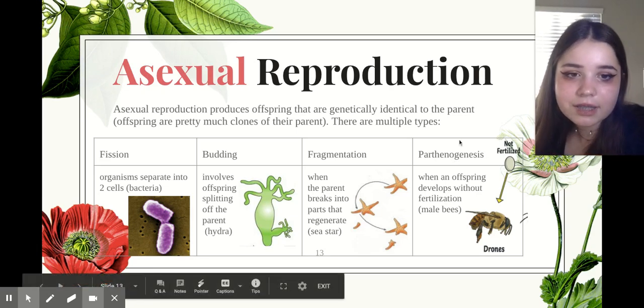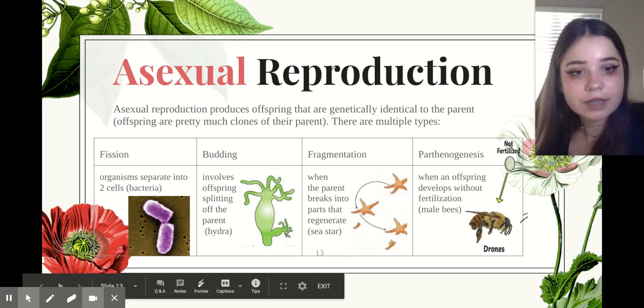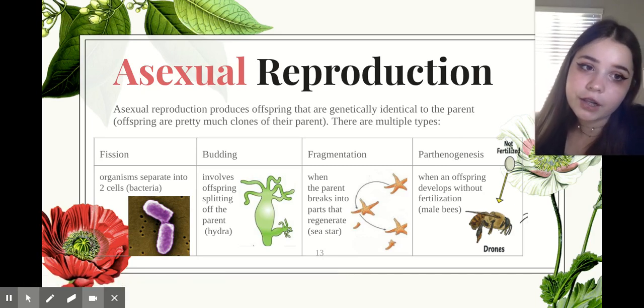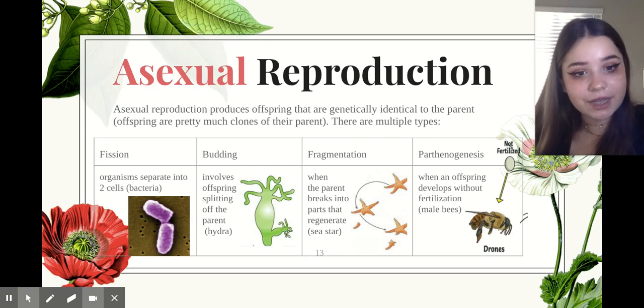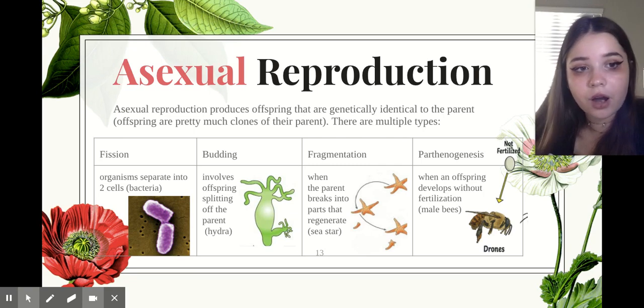And then the last one is parthenogenesis, and during this process, an offspring can develop without fertilization. Yeah, you heard me right. There needs to be no fertilization for this new offspring to form. And this is the case for honeybees.